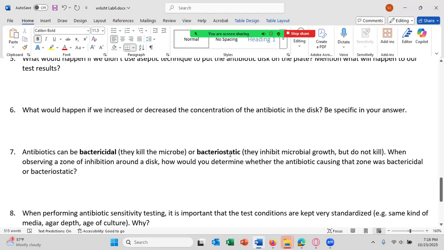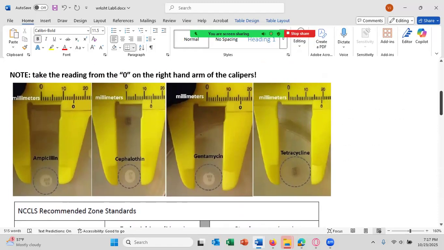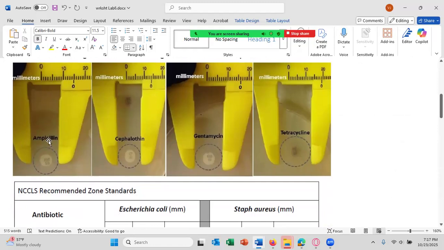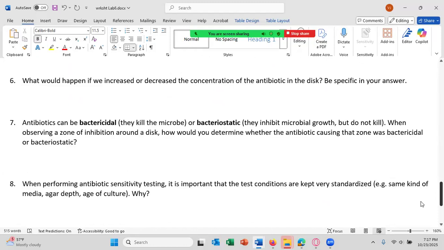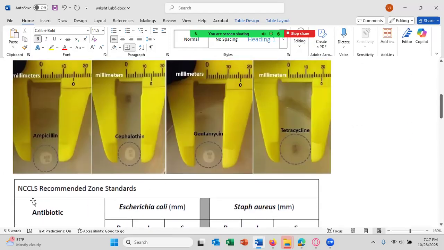When observing a zone of inhibition around the disc, how would you determine whether the antibiotic causing that zone was bactericidal or bacteriostatic? Like right here with ampicillin, is the zone of inhibition bacteriostatic or, what's the other one? Sorry, I'm losing my mind. Bacteriostatic or bactericidal?